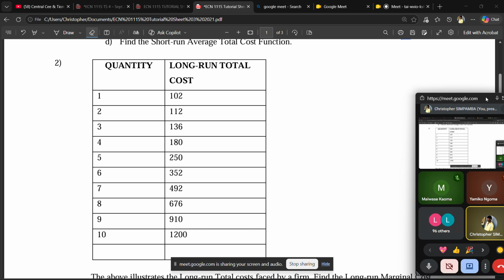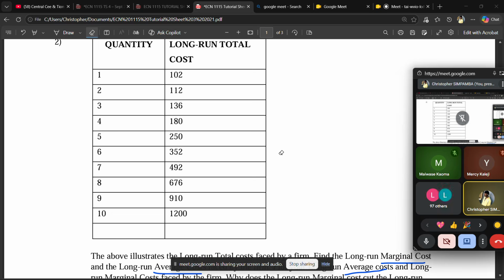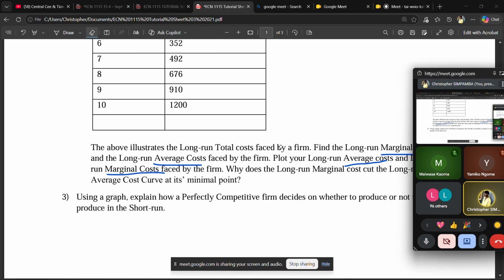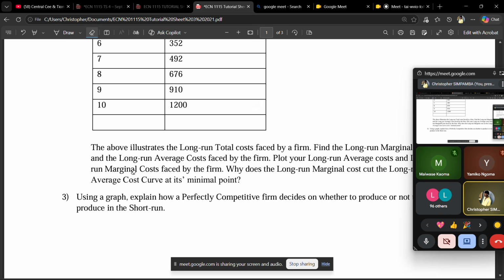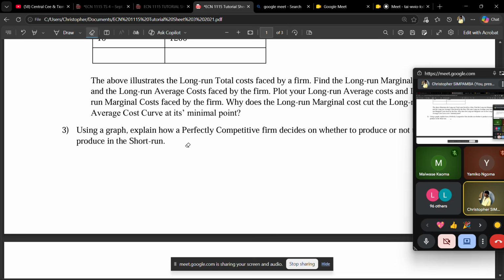Okay. Any question, or do we move on to question 3? Okay, perfect. No question.